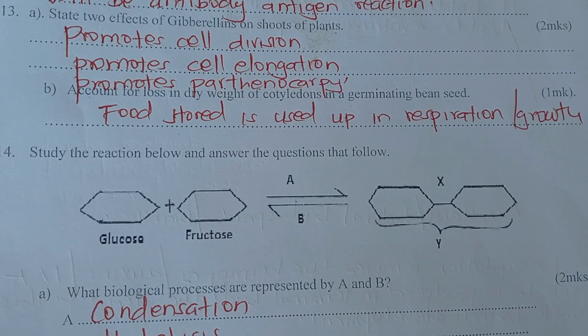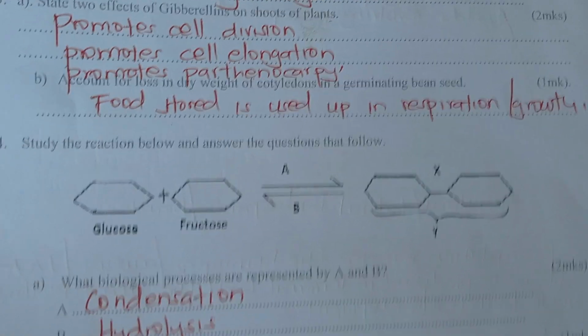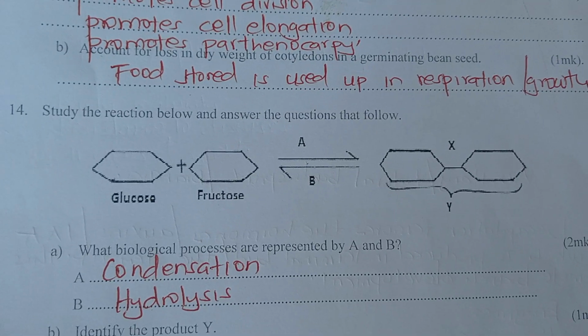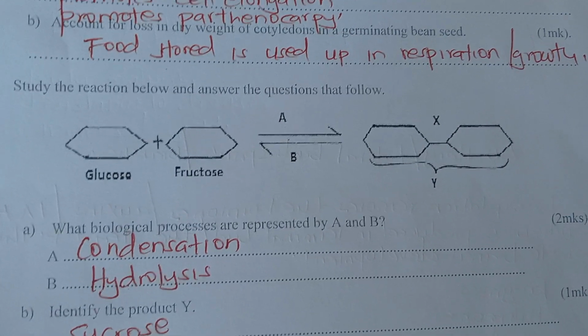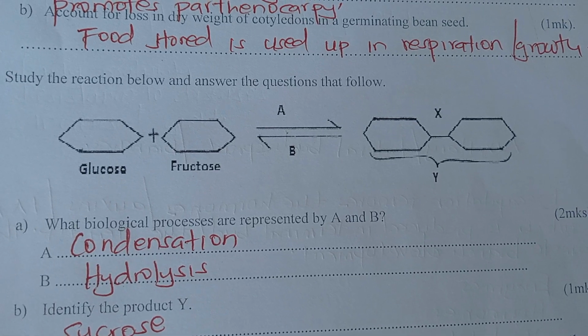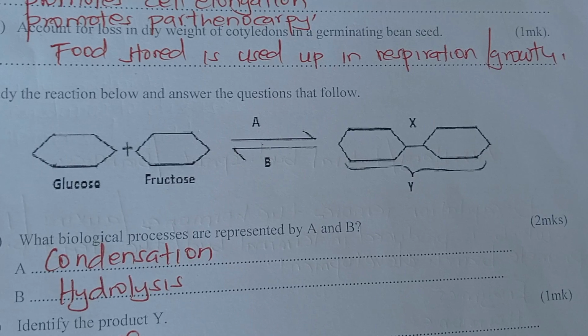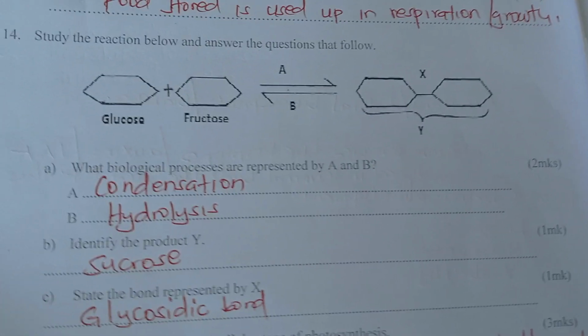Effects of gibberellins on shoots of plants: it promotes cell division, it promotes cell elongation, and also promotes parthenocarpy. Account for the loss in dry weights of cotyledons in a germinating seed. It's because food stored is used up in respiration or growth.